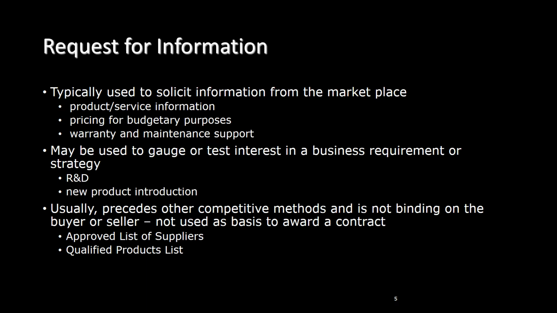The first method is called a request for information. RFIs are typically used to solicit information from the marketplace. Such information may be to learn more about a particular product or service, pricing for budgetary purposes, or to better understand warranty and maintenance support options. RFIs may also be used to gauge or test interest in a business requirement or strategy. I have seen RFIs used in a research and development environment to source for potential suppliers of commodities and services not yet readily available in the market.